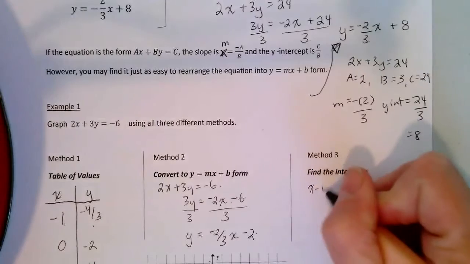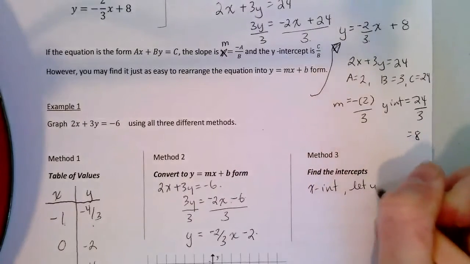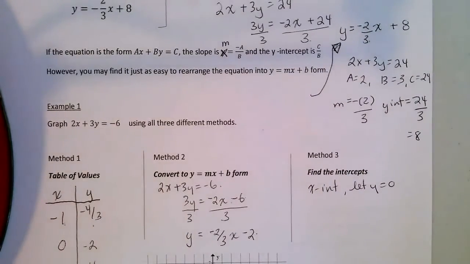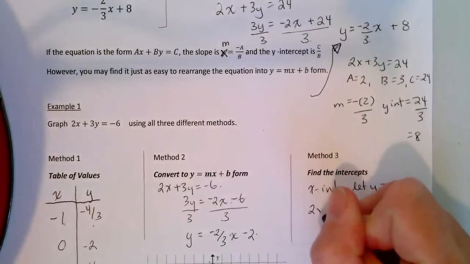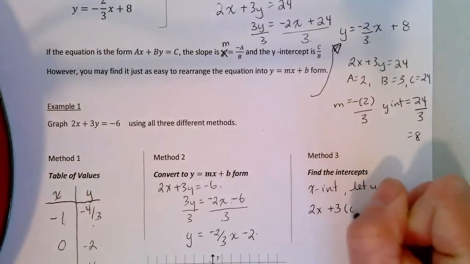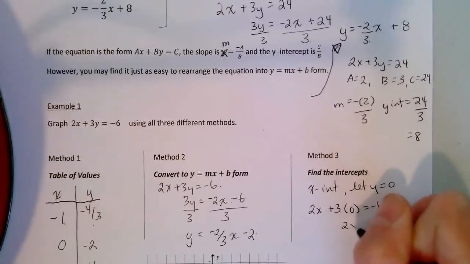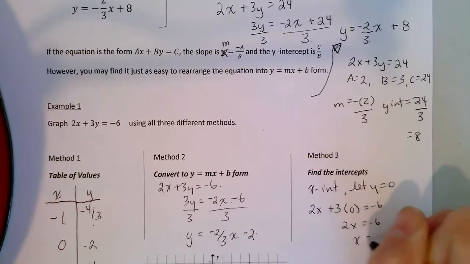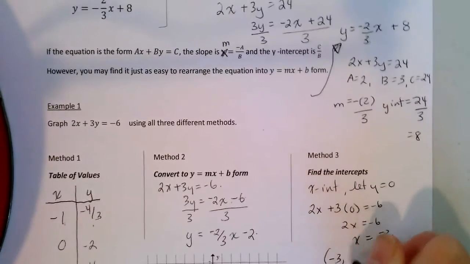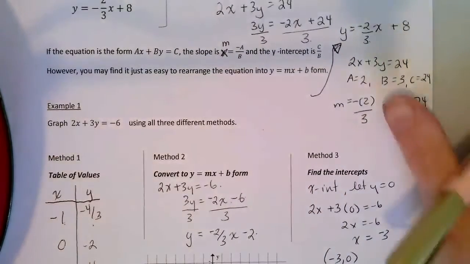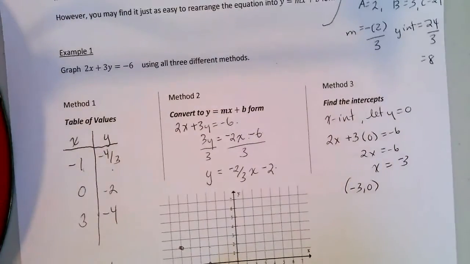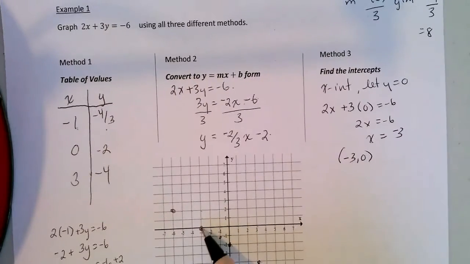So the x-intercept, okay? The x-intercept is where your graph crosses the x-axis, and when you cross the x-axis, the y value is equal to 0. So we're going to let y equal 0. So we'll have 2x plus 3 bracket 0 equals -6. So 2x equals -6, x equals -3. So that corresponds to the point -3, 0. And if we go back, in fact, we can see that based on our previous method number 2.